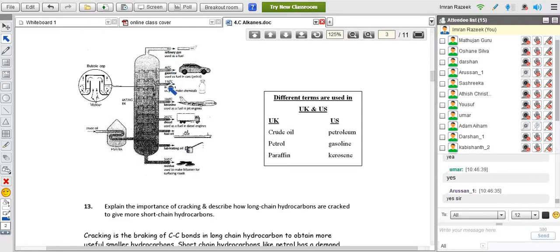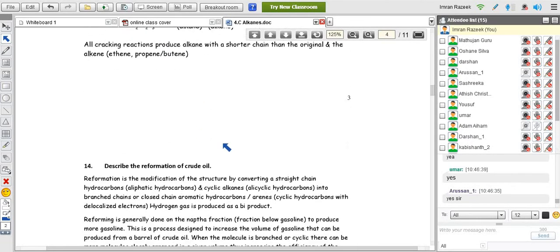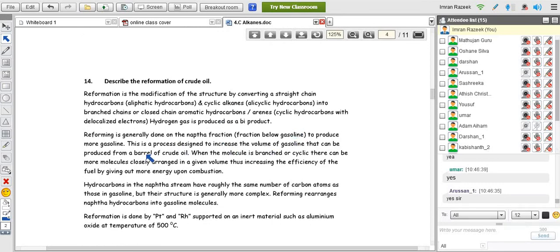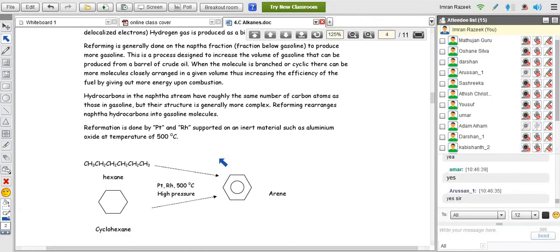Right, so you can see the naphtha fraction can be reformed to form more useful hydrocarbon molecules. This is a process designed to increase the volume of gasoline that can be produced from a barrel of crude oil. When the molecule is branched or cyclic, there can be more molecules closely arranged in a given volume, thus increasing the efficiency of the fuel by giving out more energy upon combustion.